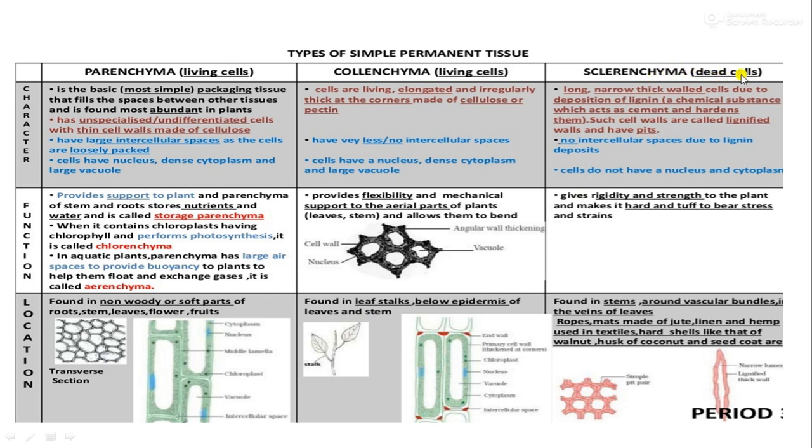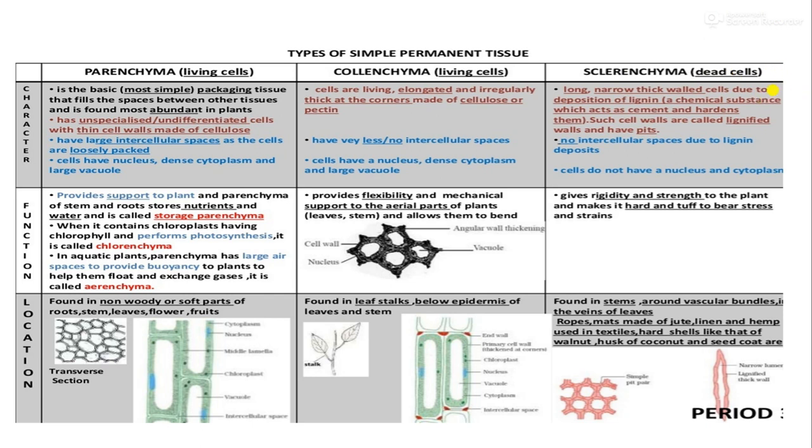Sclerenchyma contains dead cells, so it is a dead tissue. They are long, narrow, thick-walled cells due to the deposition of lignin. Their cell wall is lignified. Lignin is a chemical that acts as a cement and hardens them. That is why sclerenchyma tissue is hard. Such cell walls are called lignified walls, and these lignified walls have pits.